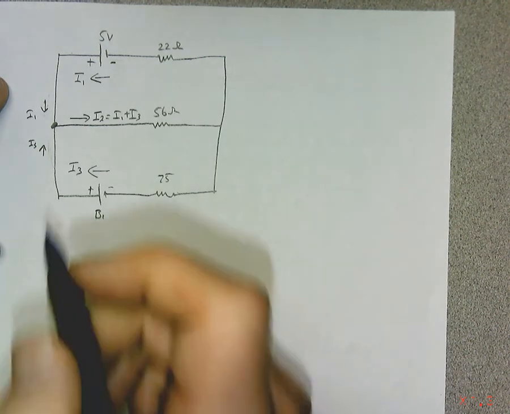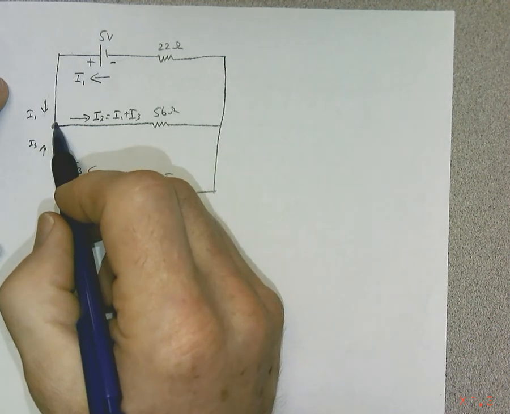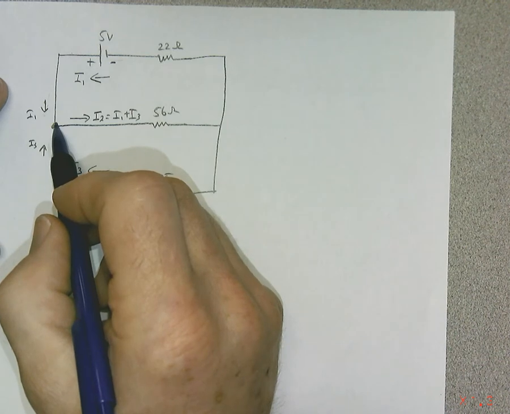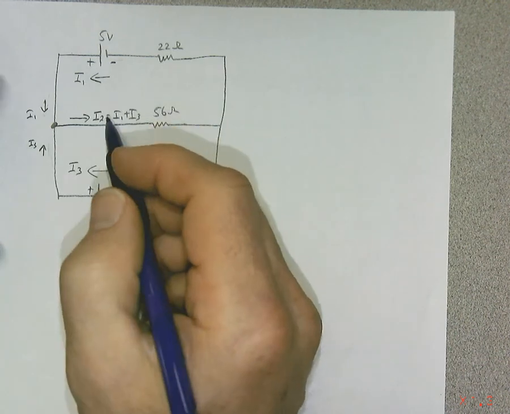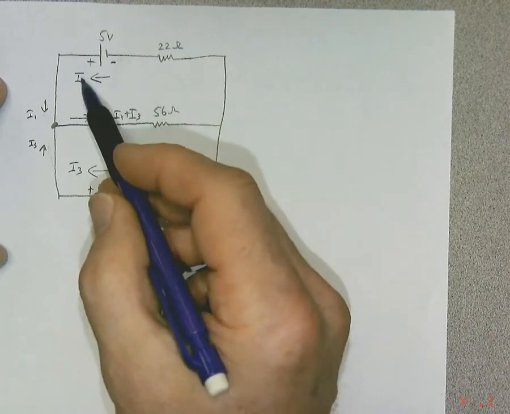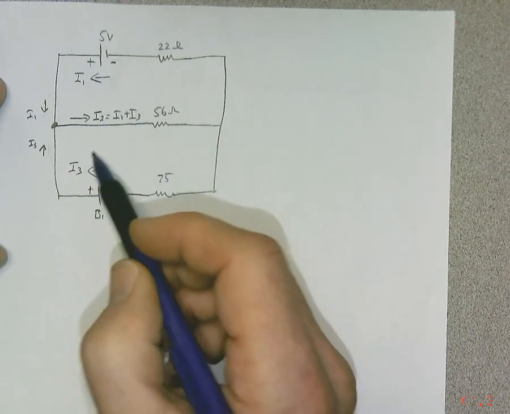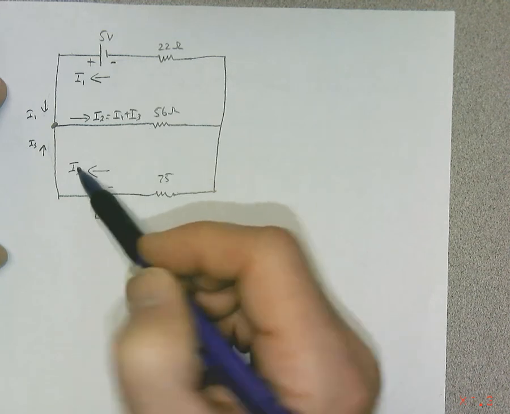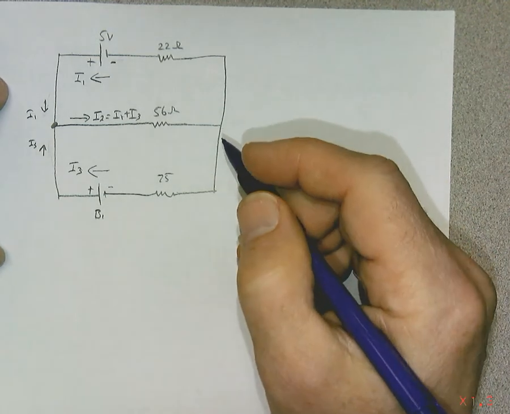And the reason what I did was so important is that we used the point rule to eliminate one of the variables, namely I2. We don't have to worry about I2 now. Now we have 2 unknowns, I1 and I3. So that'll make it a little simpler.